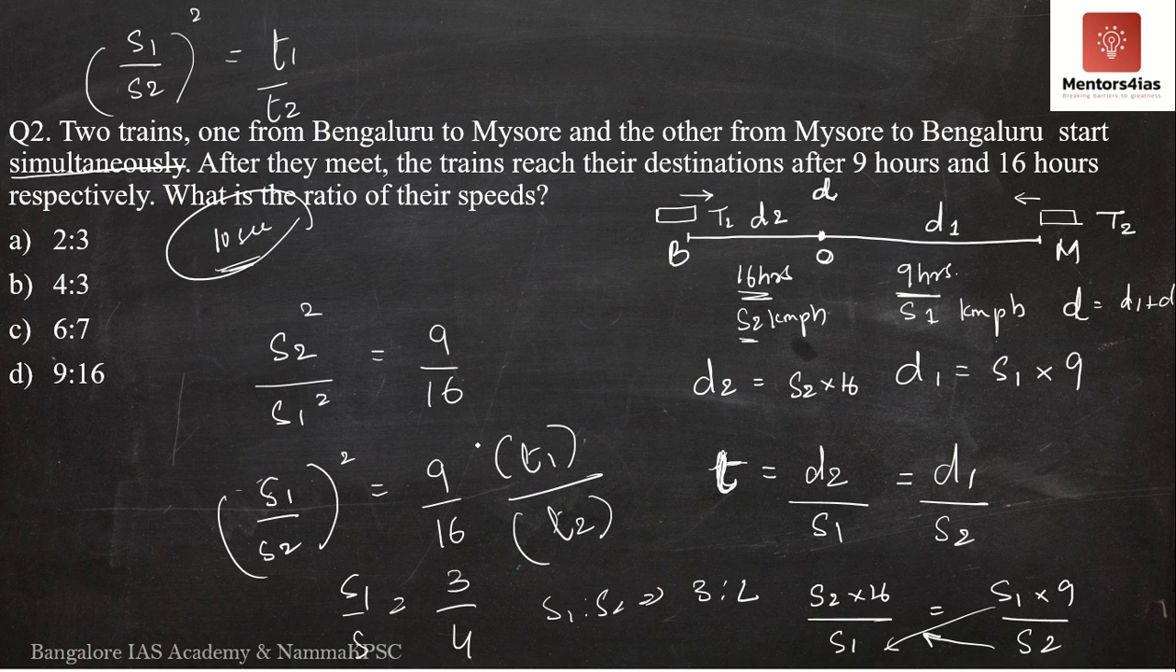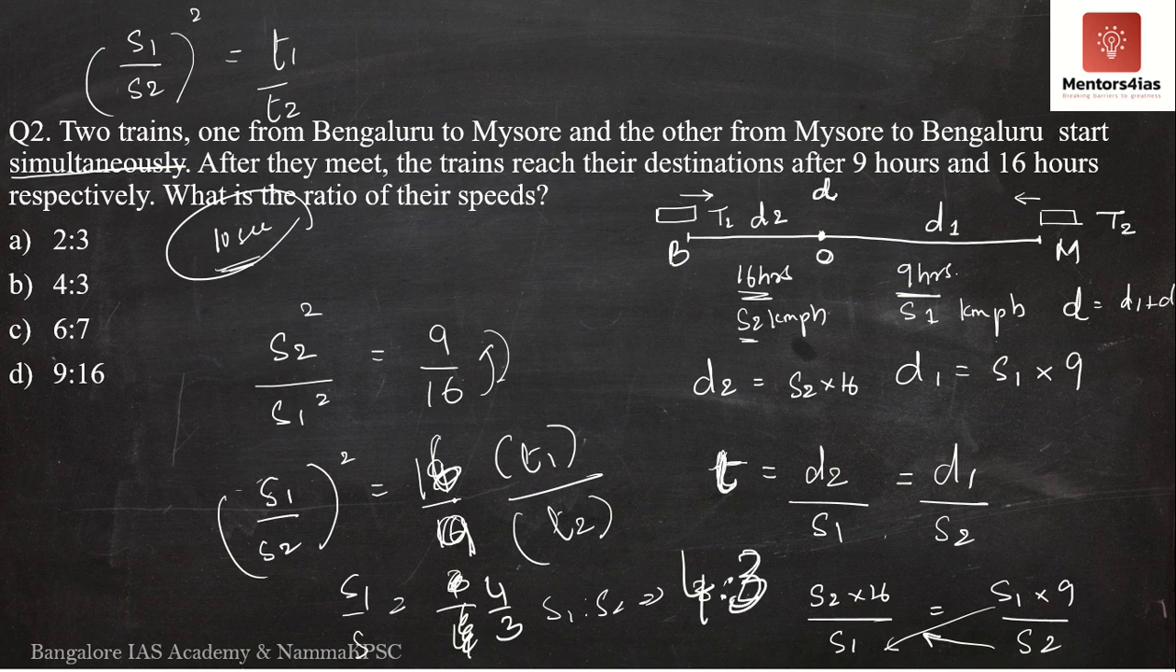I think I've made a mistake. Sorry, this should have been here. My mistake. Now S2 by S1 is equal to 9 by 16. Therefore, S1 by S2 is 16 by 9. See, S2 by S1 is equal to 9 by 16, that is what I've got from here. Now, S1 by S2 would mean nothing but 16 by 9. Therefore, S1 by S2 is not 3 by 4, but 4 by 3. Therefore, S1 is to S2 is nothing but 4 is to 3.